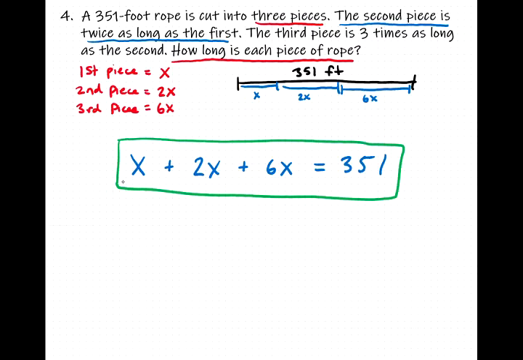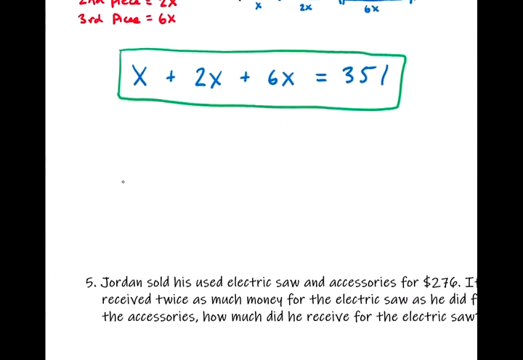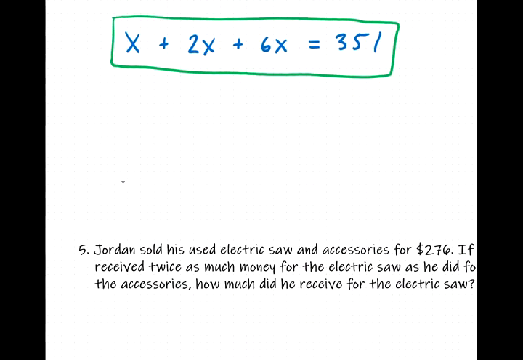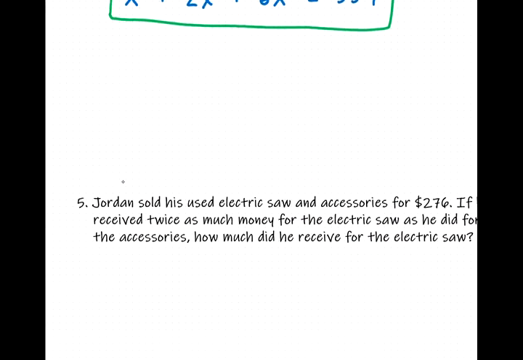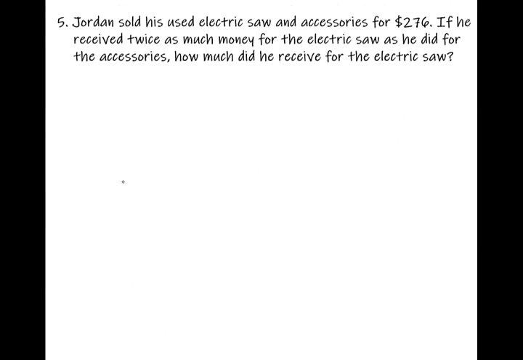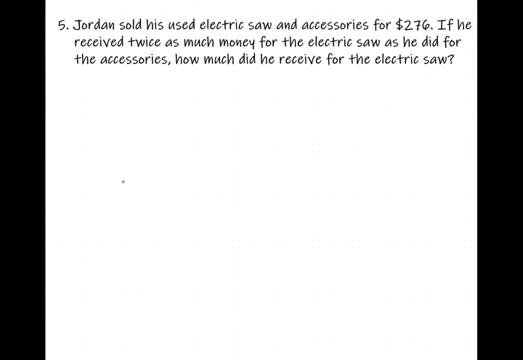All right, so let's move on to number 5. And we can scroll all the way. Jordan sold his electric saw and accessories for $276. If he received twice as much money for the electric saw as he did for the accessories, how much did he receive for the electric saw? Okay, so we're looking for this.